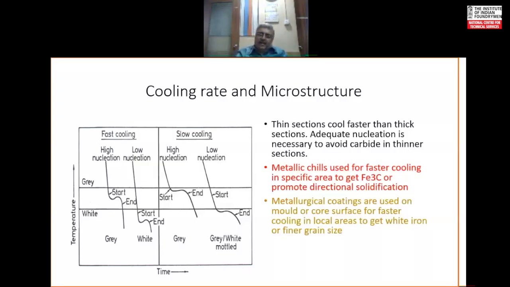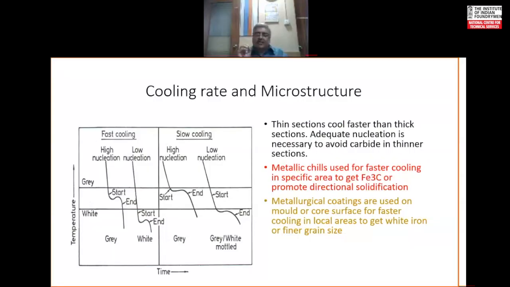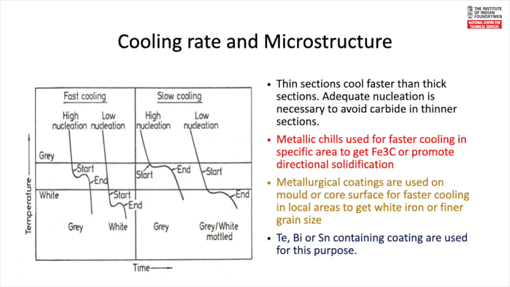And in some exceptional cases, foundries use what I have called metallurgical coatings, where they will use the coating on a more specific area of mold and core, where you want faster cooling in very localized areas, and you actually want to have white iron. So these metallurgical coatings can be of tellurium, or they may contain bismuth, or sometimes tin. The severity of cooling decreases. Tellurium gives you highest, followed by bismuth, followed by tin.